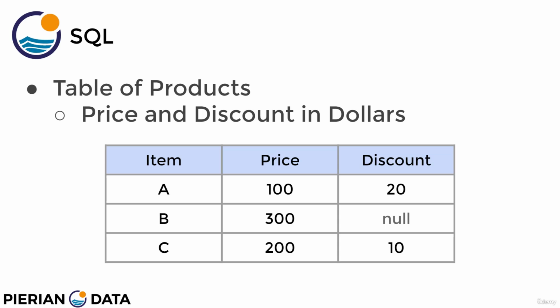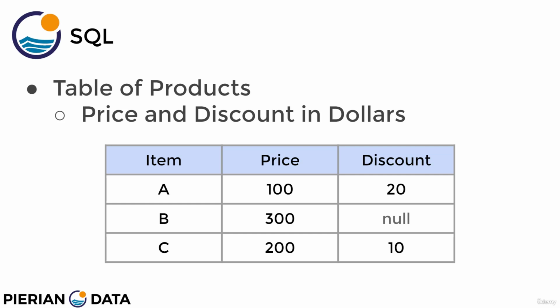So here we have a table of products. We have the item names A, B, C, the original prices $100, $300, $200, and then a discount in dollars. If the item has a discount off the price, it's listed in the discount column. So item A currently has a discount of $20. Item B does not have a discount right now, so it's null. And then item C has a discount of $10.